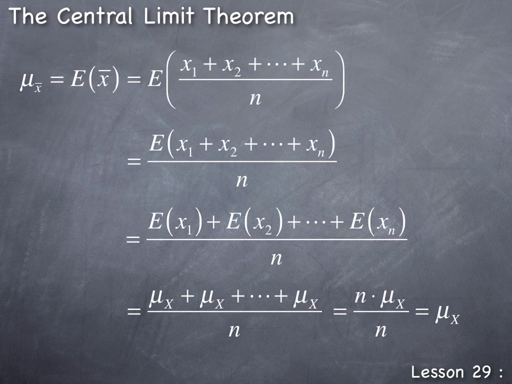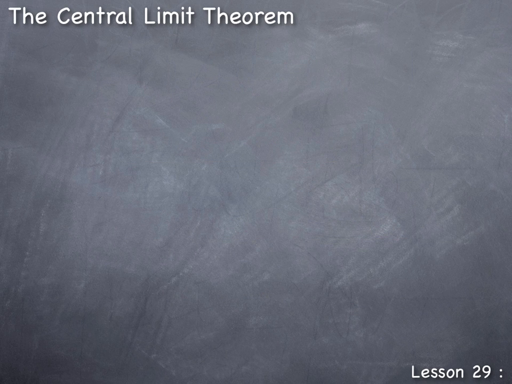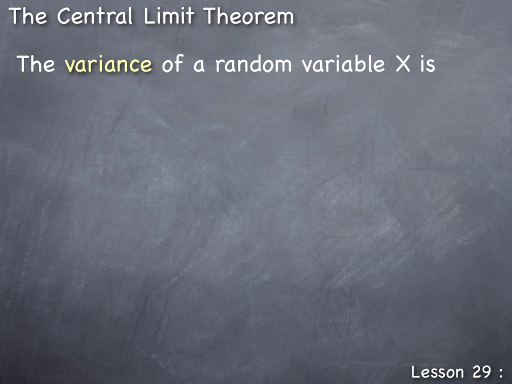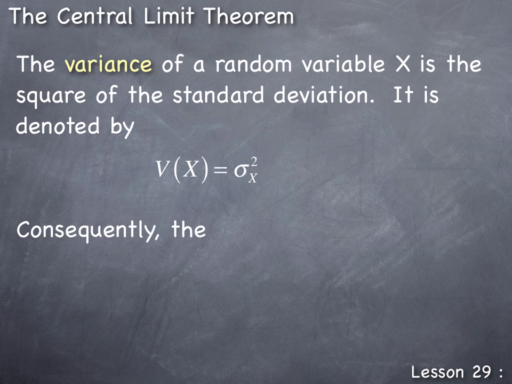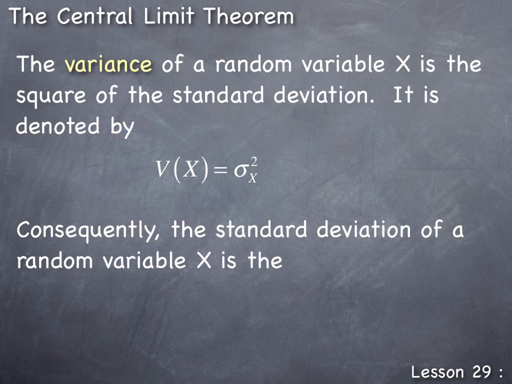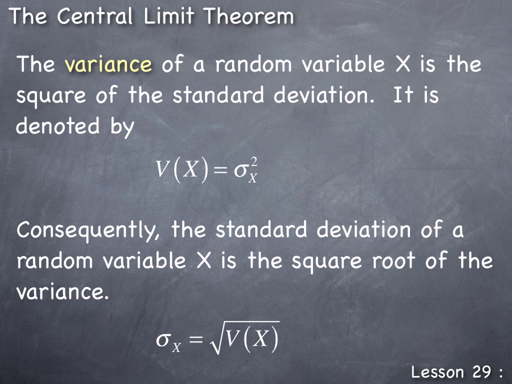Now, to do this for the standard deviation, we need to introduce a function for standard deviation, which is the variance. The variance of a random variable x is the square of the standard deviation. It is denoted by V(x) equals sigma squared sub x. Consequently, the standard deviation of a random variable x is the square root of the variance. That is, sigma sub x is equal to the square root of the variance of x. So the variance is just the square of the standard deviation, and the standard deviation is just the square root of the variance.